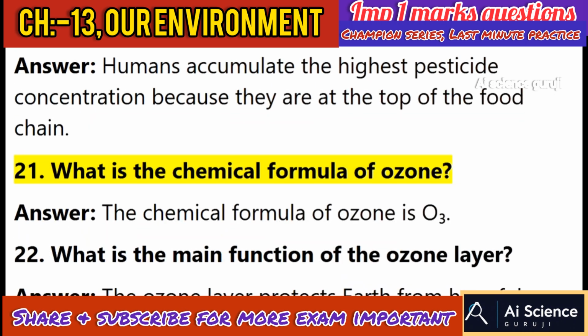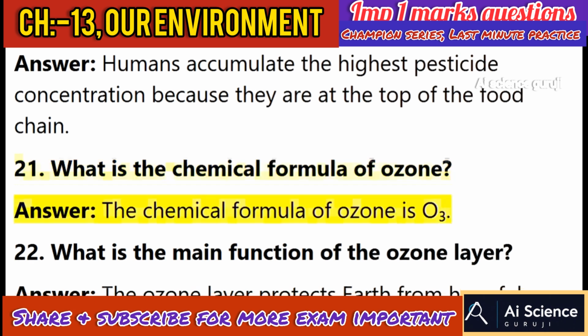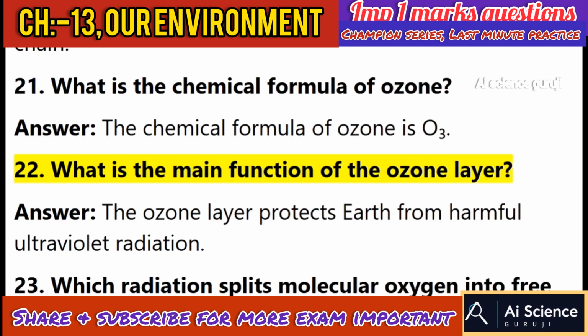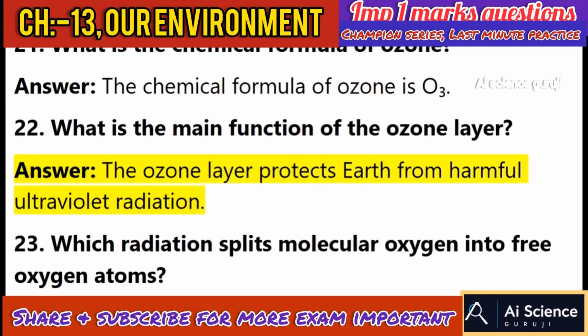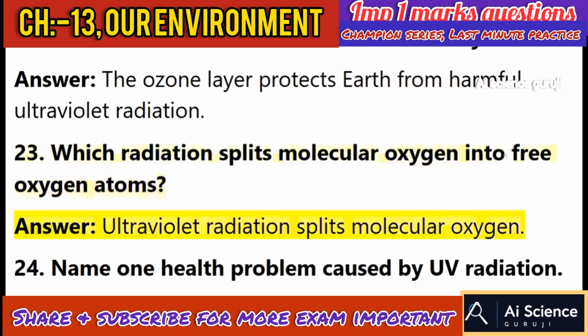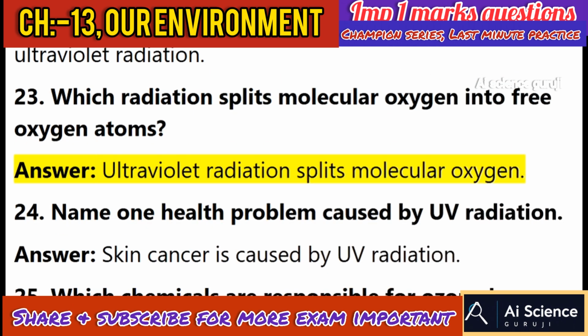21. What is the chemical formula of ozone? Answer. The chemical formula of ozone is O3. 22. What is the main function of the ozone layer? Answer. The ozone layer protects Earth from harmful ultraviolet radiation. 23. Which radiation splits molecular oxygen into free oxygen atoms? Answer. Ultraviolet radiation splits molecular oxygen.